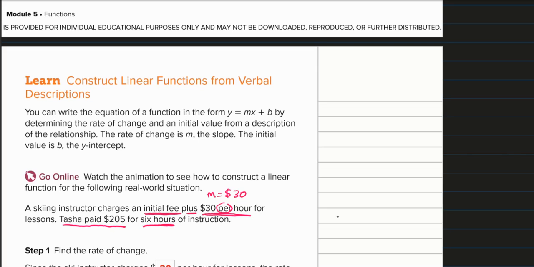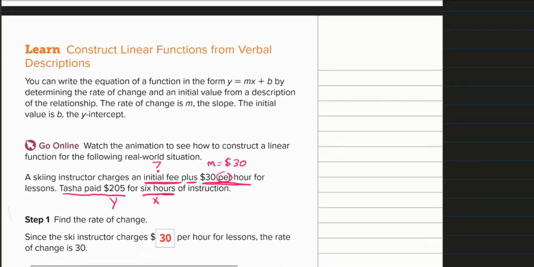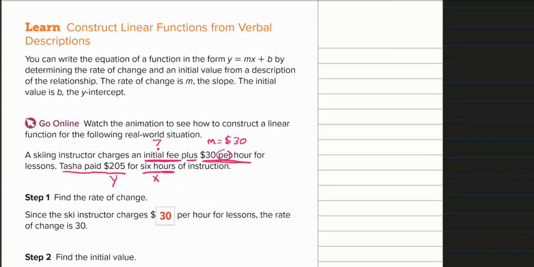So it looks like we're given, so remember, time is usually our x value and our total cost is usually our y value. So we can think of, we're given our slope, we're given our x, we're given a y, but we don't know that initial fee. So this one's a little weird. We haven't done something like this before. So first, step number 1, we're going to find our rate of change, and that's going to be our $30 per hour. So yep, we already talked about that.